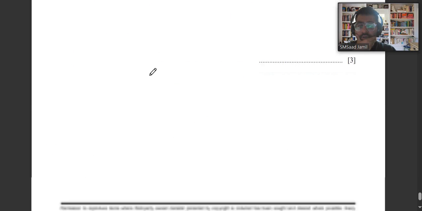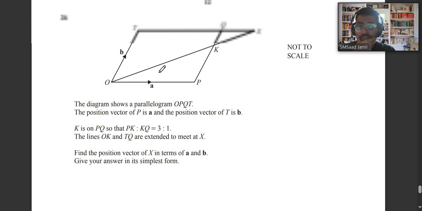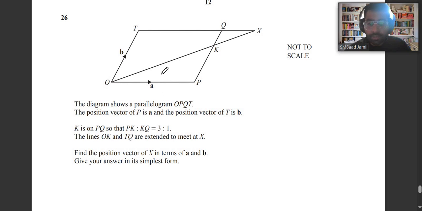Alhamdulillah, we are now on the last question. It's for 3 marks. The diagram shows a parallelogram OPQT. The position vector of P is a. The position vector of T is b. K is on PQ such that PK to KQ is 3:1. The lines OK and TQ are extended to meet at X. Find the position vector of X in terms of a and b.